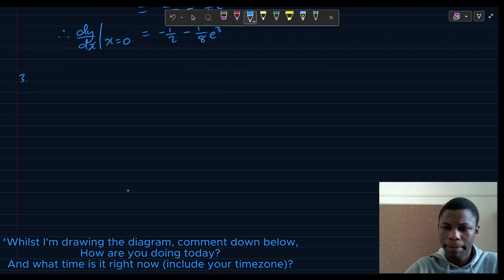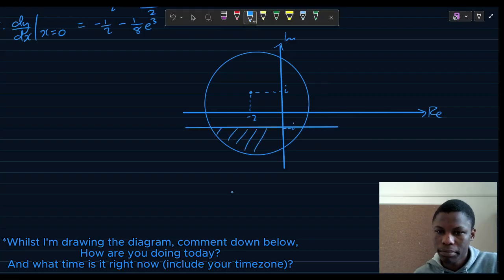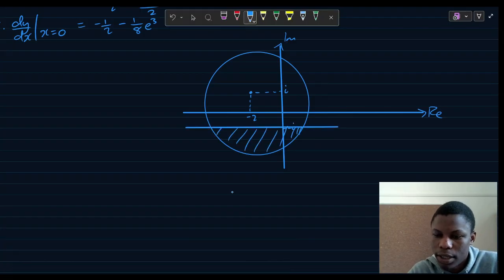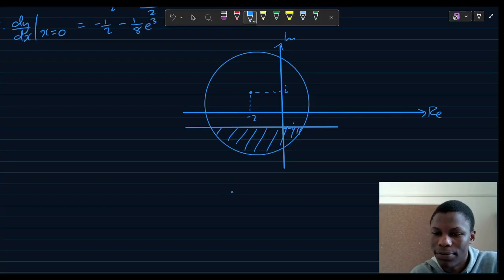Number 3. The shaded region on the Argand diagram shows points representing complex numbers z defined by two inequalities. The shaded region is bounded by a circle and a line parallel to the real axis. The boundaries of the region are included in the shaded region. Part A. Find two inequalities of z that define the shaded region.